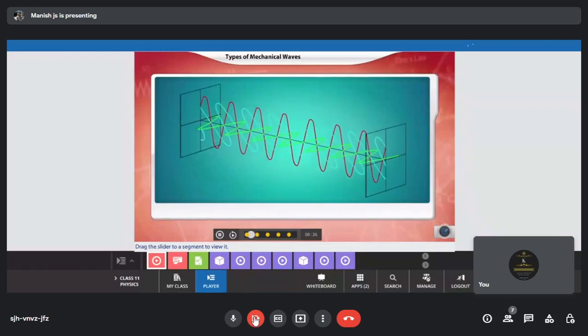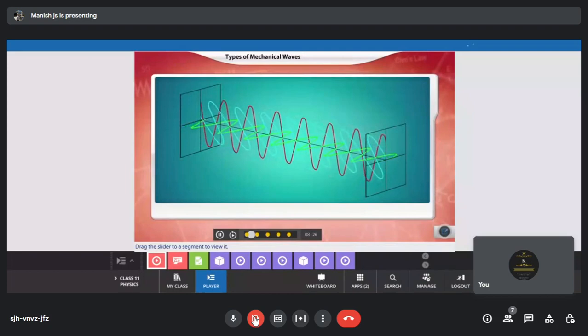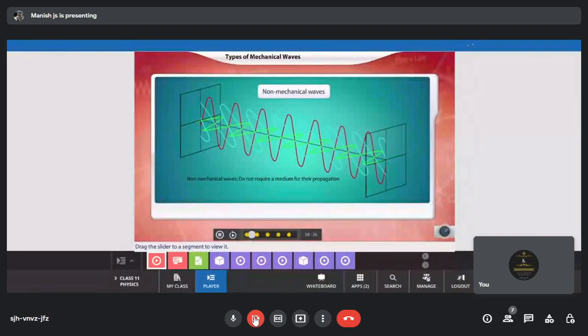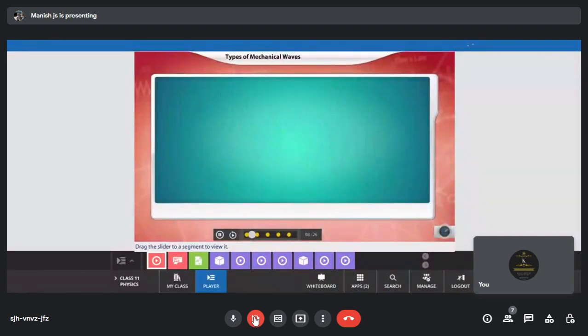The waves which do not require any medium for their propagation are called non-mechanical waves. For example, light waves are non-mechanical. Both kinds of waves carry energy from one place to another. Note that the particles of the medium through which the wave travels do not move along with the wave. So here one more important difference is in transverse waves or non-mechanical waves. What is happening? The particles, they don't move. Particles are there where they are. They're just moving up and down.